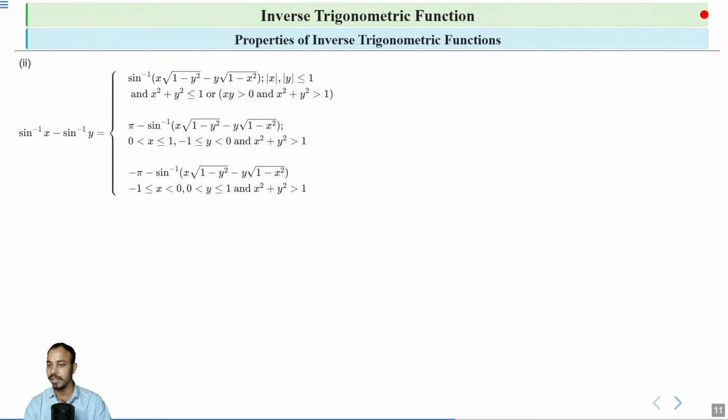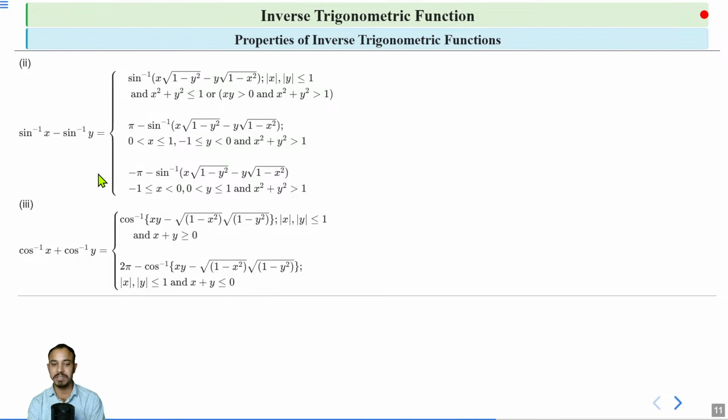When you have minus 1 less than or equal to x less than 0 and 0 less than y less than or equal to 1 and x square plus y square is greater than 1, then sine inverse x minus sine inverse y is equal to minus pi minus sine inverse of x times square root of 1 minus y square, here minus, minus y times square root of 1 minus x square. Okay, so this is the formula for sine inverse x minus sine inverse y, and here we have given the conditions for x and y, and for other conditions here we have the expression for sine inverse x minus sine inverse y.